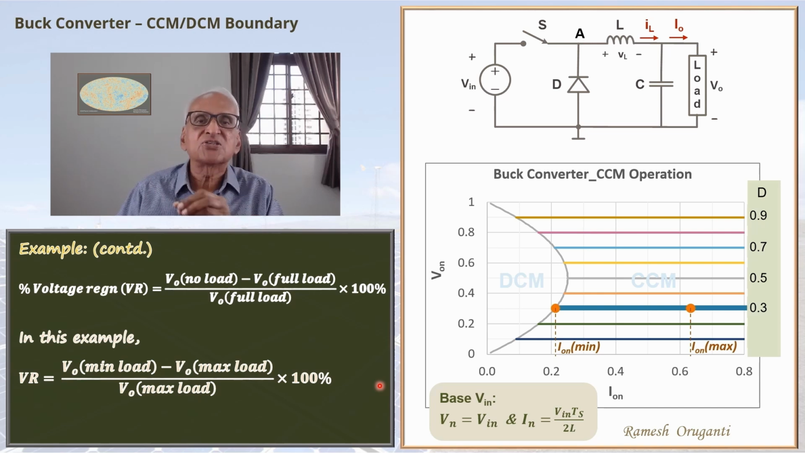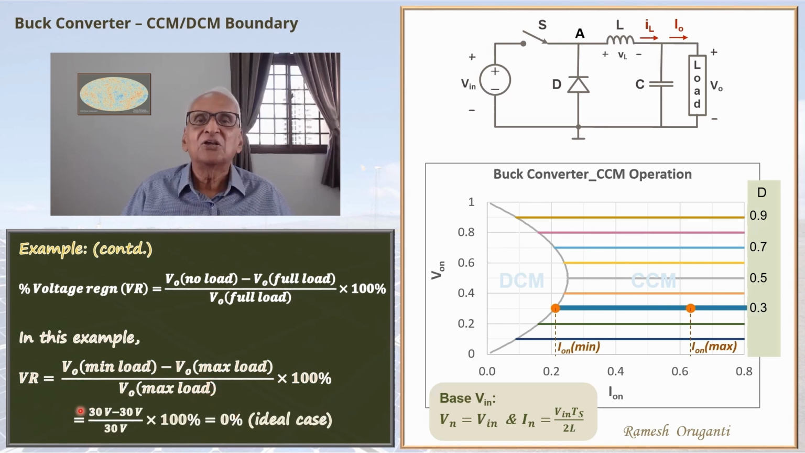So what it measures is how much does the output voltage change when the load goes from maximum load to minimum load. Here V0 minimum load is 30 volts. V0 maximum load is 30 volts. So this is obviously 0%. Ideally. If you are seeing here, you can see that the normalized value of the voltage has remained constant. So there is no variation in voltage as you reduce the load or increase the load. So percentage regulation is very good, 0%. That's what you want, right?